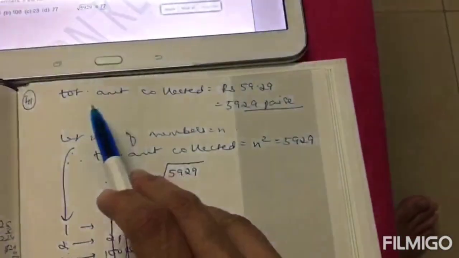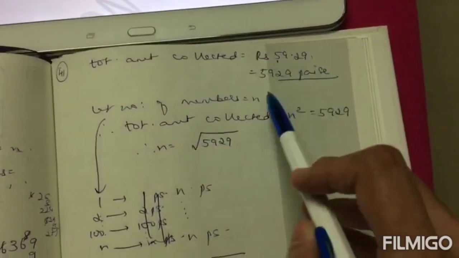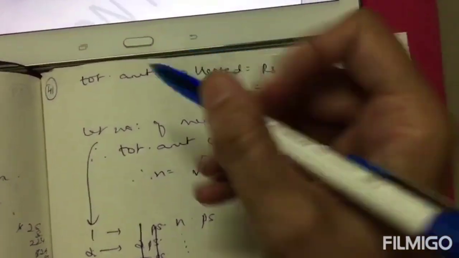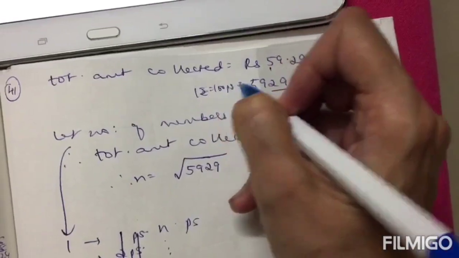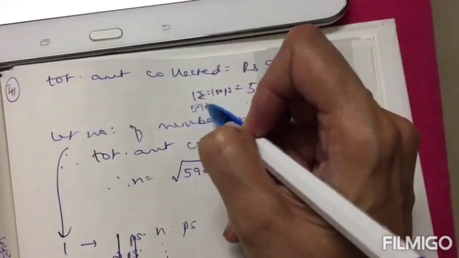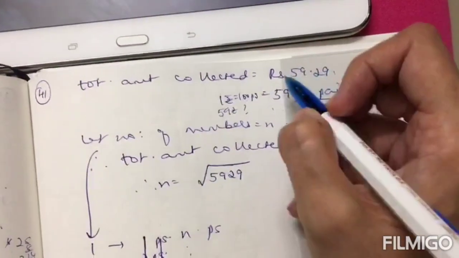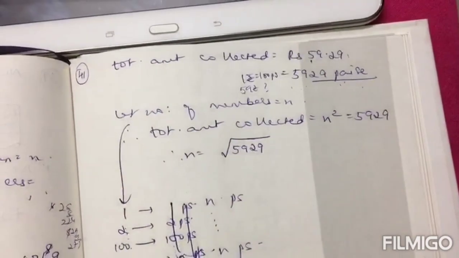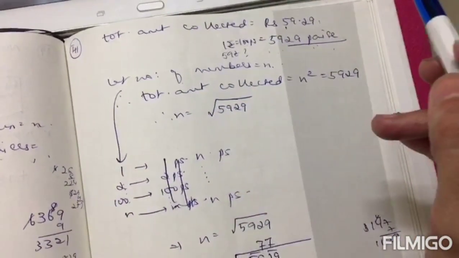Okay, so the total amount that is collected is 59 rupees 29 paise, which is nothing but 5,929 paise. How did I get this? 1 rupee is equal to 100 paise, right? Therefore, 59 rupees is equal to how much? 59 into 100, which is 5900, plus 29 paise, which is 5929 paise. Got it? Let the number of members be equal to n.